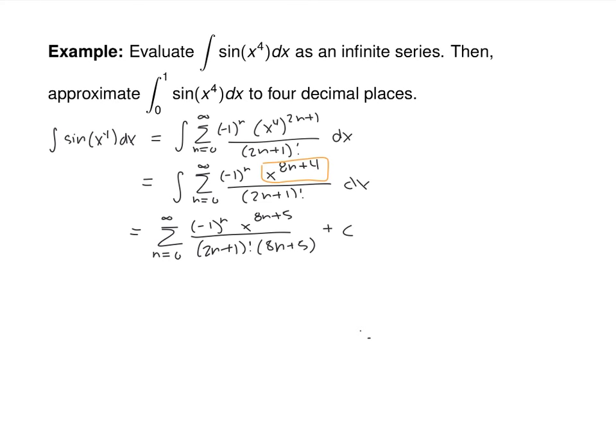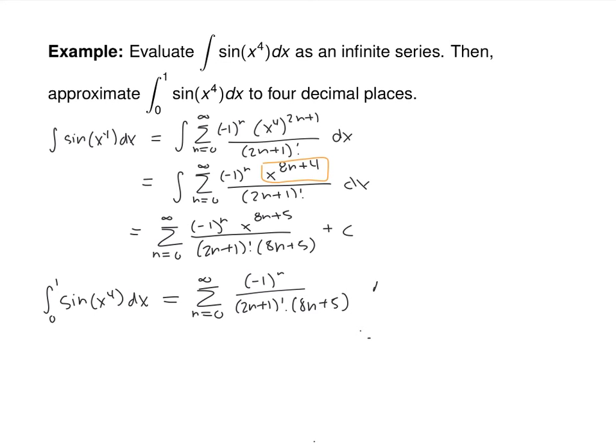Now we're going to use this result to approximate the integral from 0 to 1. So the integral from 0 to 1 of sine of x to the 4th will equal this series with 1 plugged in. Well, that's going to give us the sum from n equals 0 to infinity of negative 1 to the n over (2n plus 1) factorial times (8n plus 5), because 1 gets input for 8n plus 5, and that's just 1. And then you input 0, which is just 0.